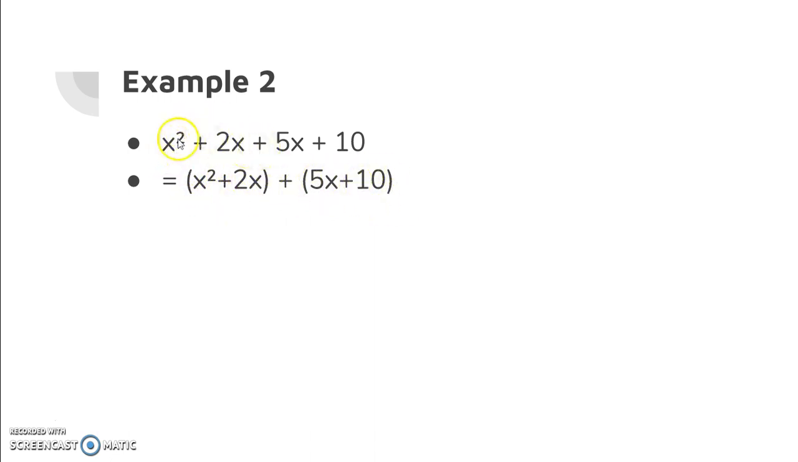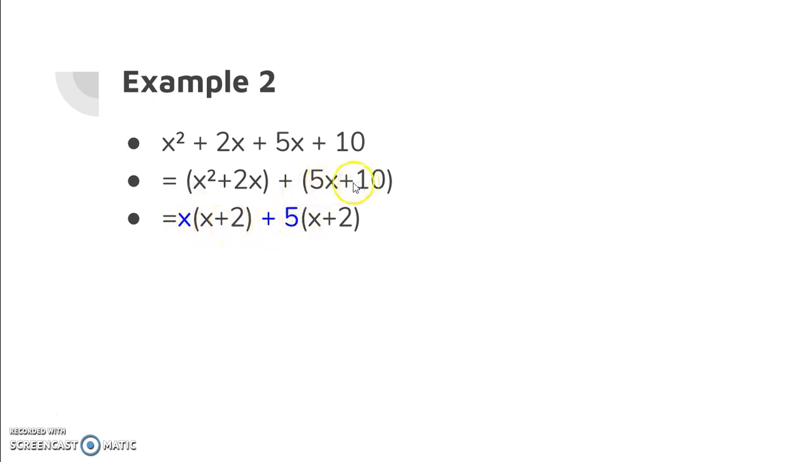So I paired these two up, so x squared plus 2x. I'm going to add the 5x plus the 10 in its own bracket. Then you need to factorize these two terms separately. So the highest common factor for x squared plus 2x is the x. So I took the x out, gives me x plus 2.